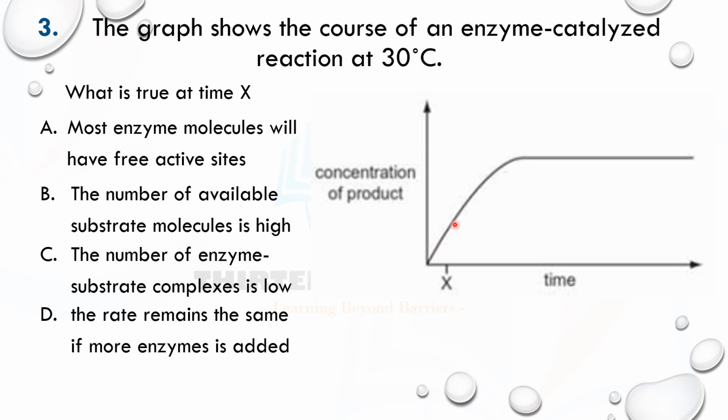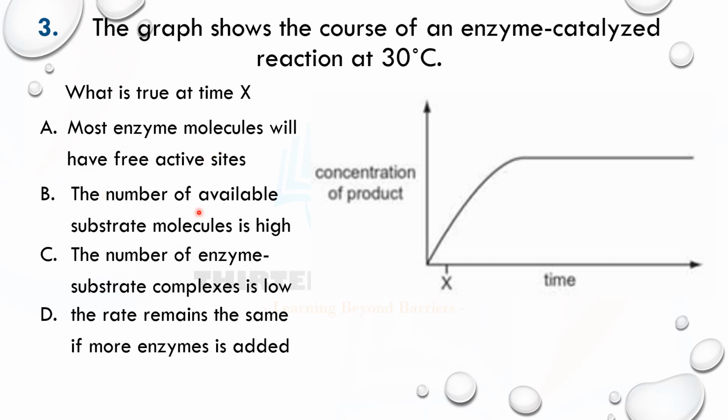So what is happening here, guys? Most enzyme molecules will have a free active site? Not exactly, because we still have a lot of substrates at the beginning. We're mixing a fixed amount of substrate and a fixed amount of enzyme together. So there are a lot of substrate molecules present here. They will occupy most of the enzyme's active sites at the beginning. So A is not the answer.